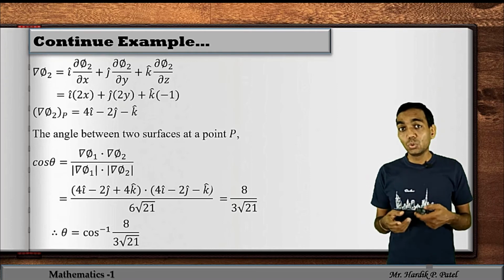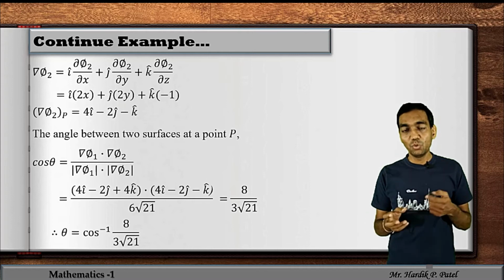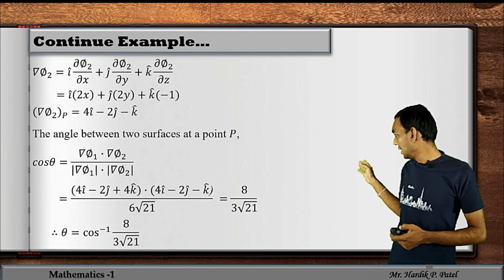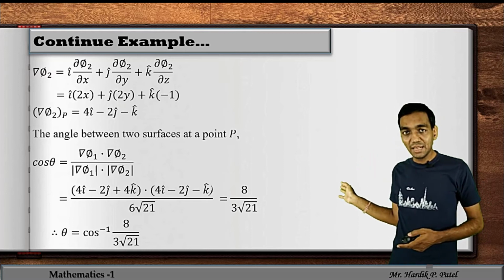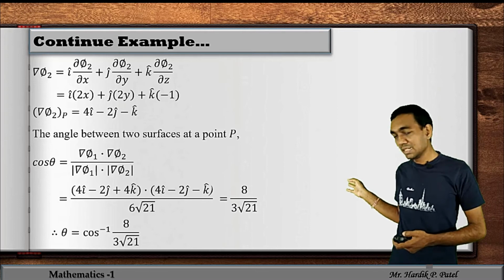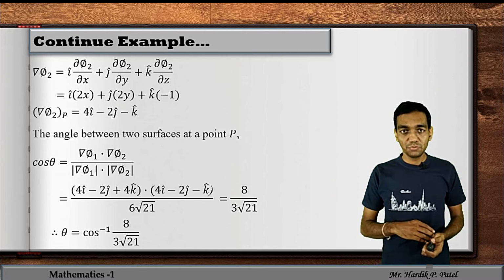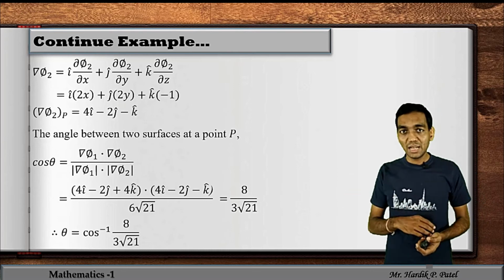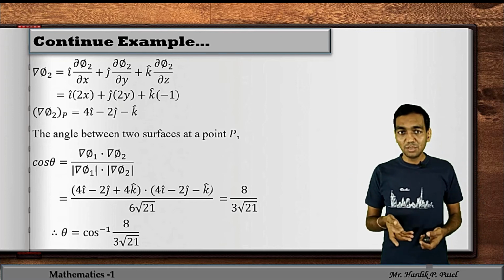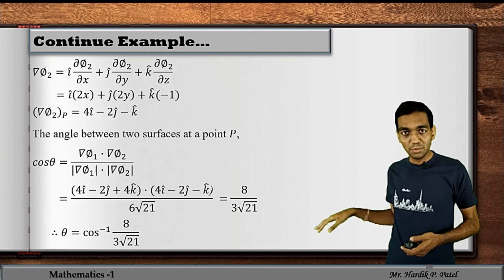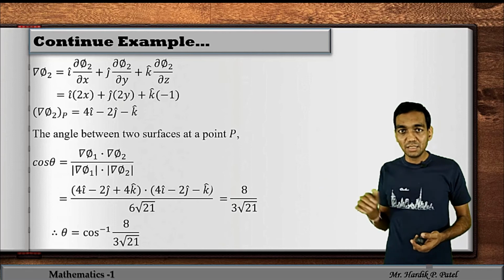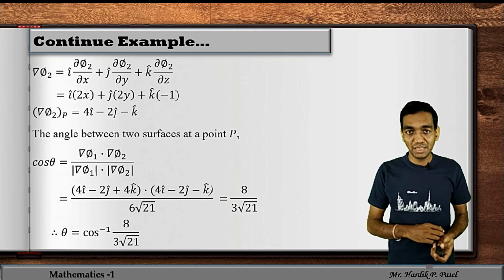Now if you have to find the angle between two surfaces, then you have to find the angle between the two gradient vectors at a point, that is, both are at the same point. That's why we start with cos theta is equal to grad phi 1 dot grad phi 2 divided by mod grad phi 1 into mod grad phi 2. So grad phi 1 has the value 4i minus 2j plus 4k and grad phi 2 has the value 4i minus 2j minus k, divided by mod of grad phi 1, that is nothing but under root of 4 square plus minus 2 square plus 4 square, and in the same manner mod of grad phi 2, that is under root of 4 square plus minus 2 square plus minus 1 square.